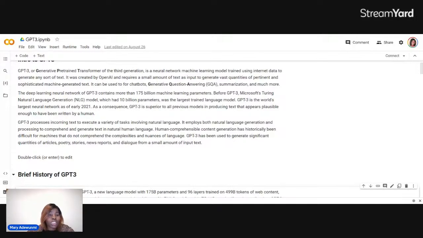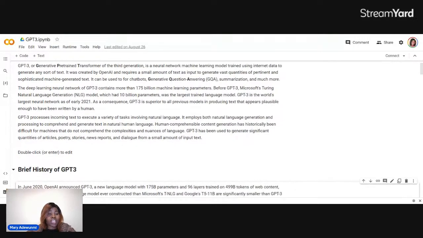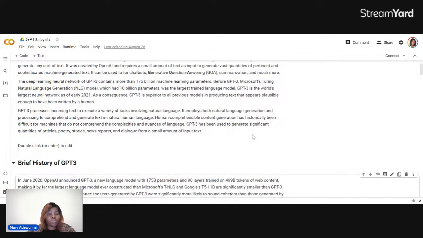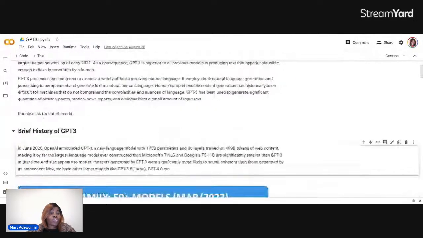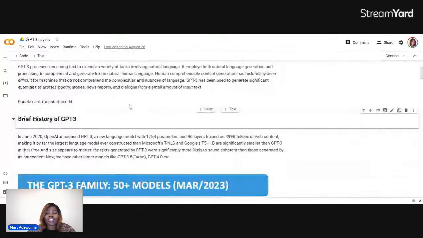So GPT-3 processes incoming text to execute a variety of tasks involving natural language. It employs both natural language generation and processing to comprehend and generate text in natural human language. So in essence, it talks about natural human language. It has been used to generate significant quantities of articles, poetry, stories, news reports, and dialogue from a small amount of input.